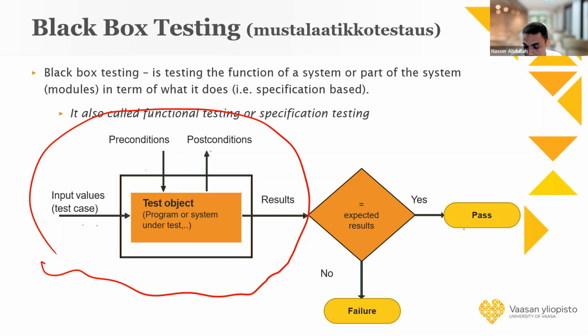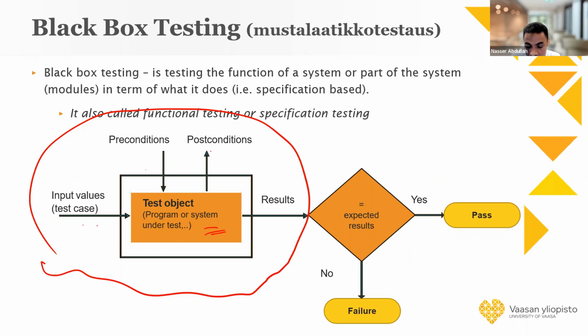If yes, so it's pass. If no, that means fail. I mean, if it is equal to the expected result, so pass. If not, so fail. If you see here, you have the code, but we don't need to see the code. What is that code exactly?